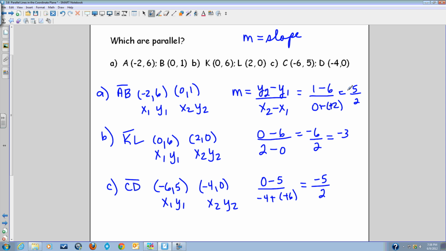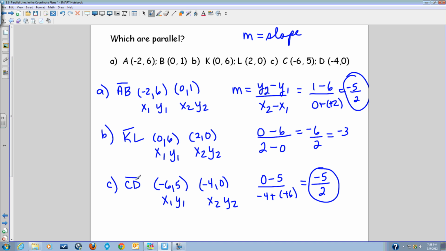Oh, and right in the beginning, I forgot to put a negative on my 5/2 up here. 1 minus 6 gives us negative 5. So, do we have any slopes here that are the same? Yes, absolutely. We have negative 5/2 here and negative 5/2 here. And so that means that segments AB and CD are parallel. As long as the slopes are the same, they are parallel.